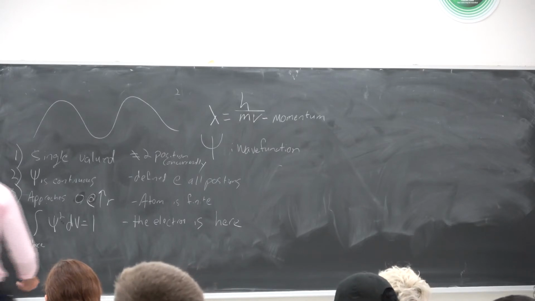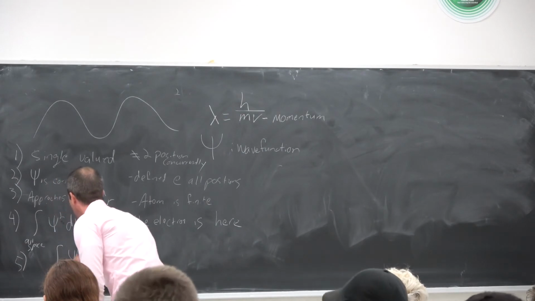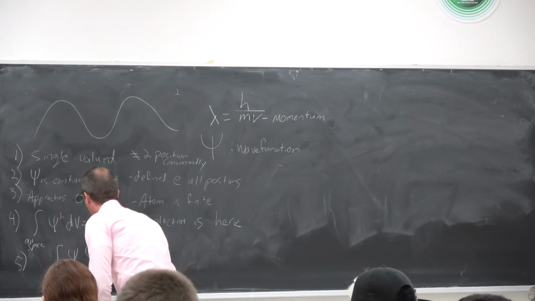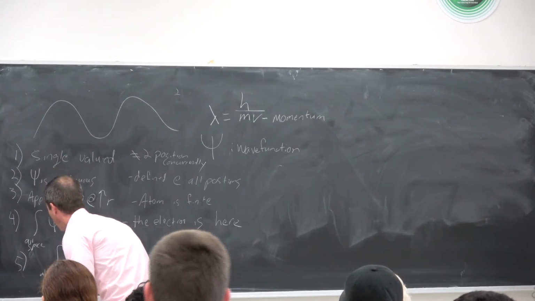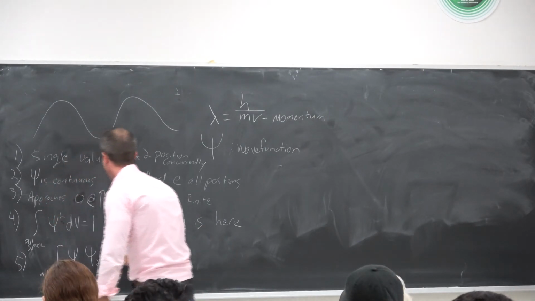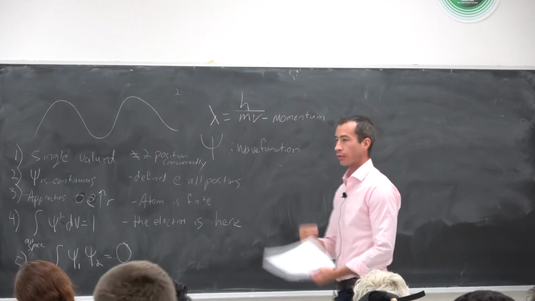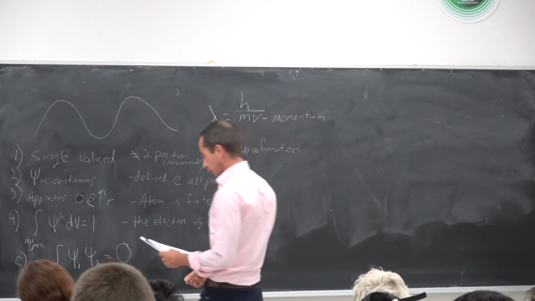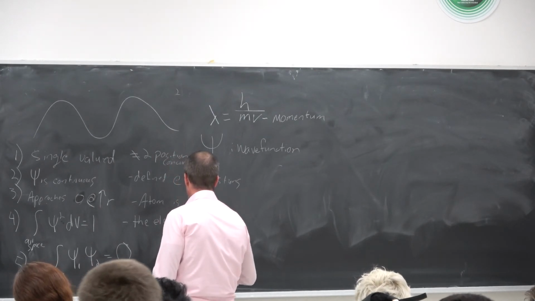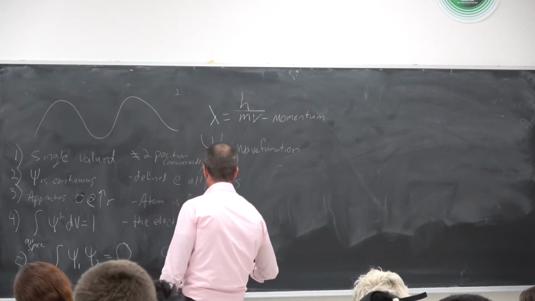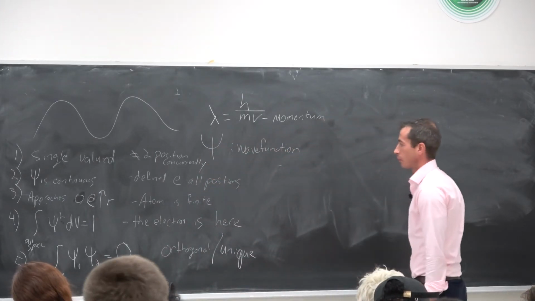And finally, if you have wave function 1 and wave function 2, and you integrate over all space, that is 0. So that's saying that these are orthogonal, that they're unique. Okay.